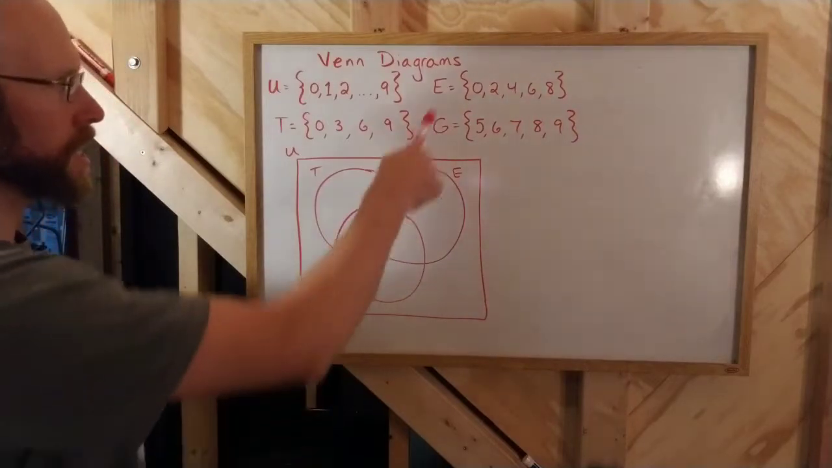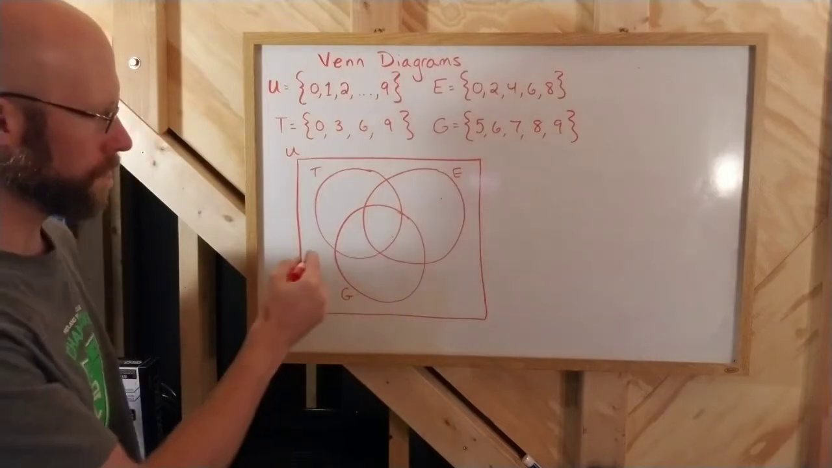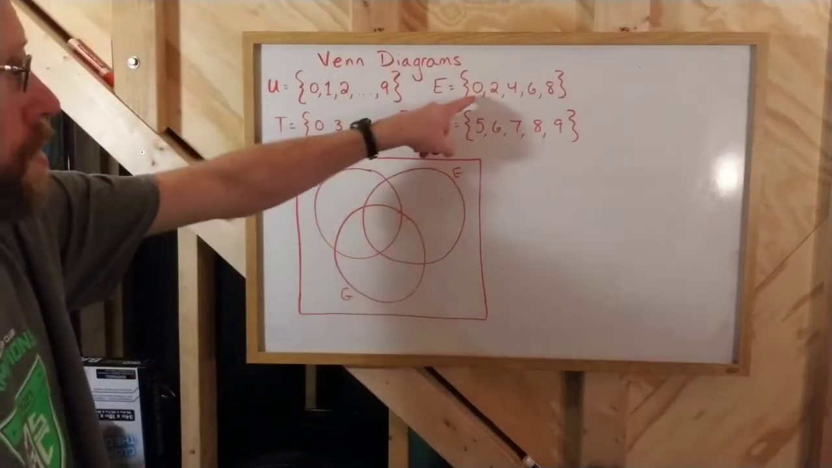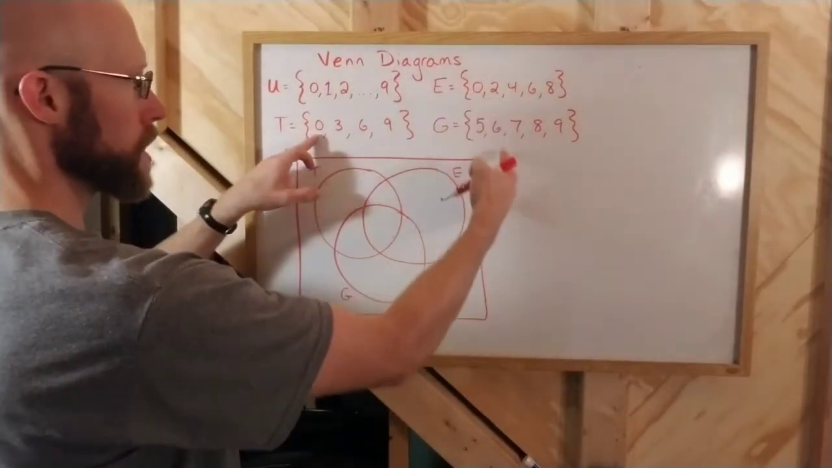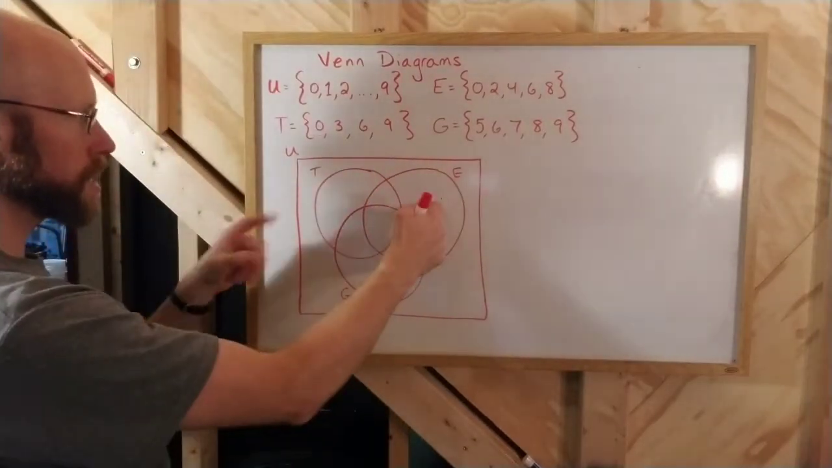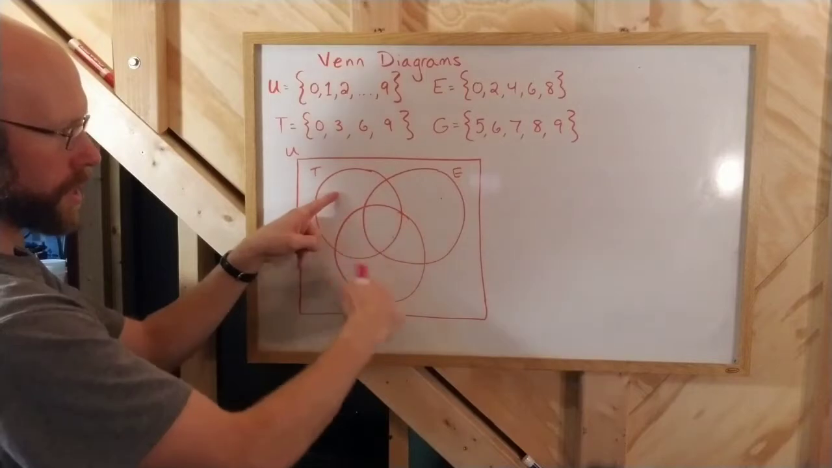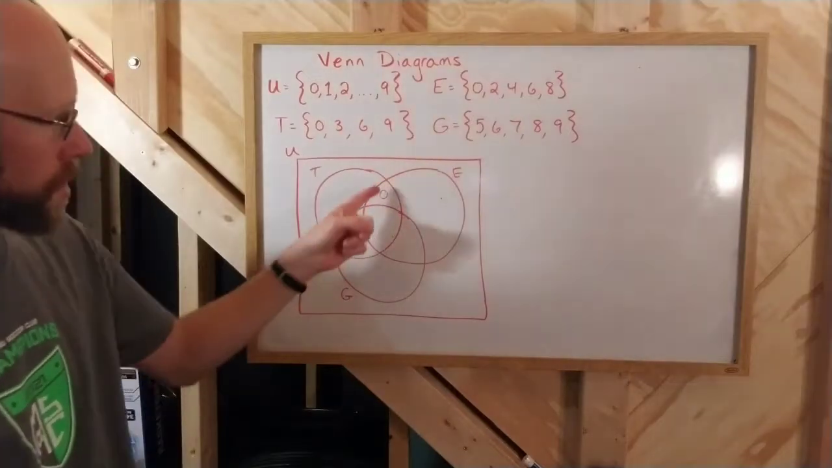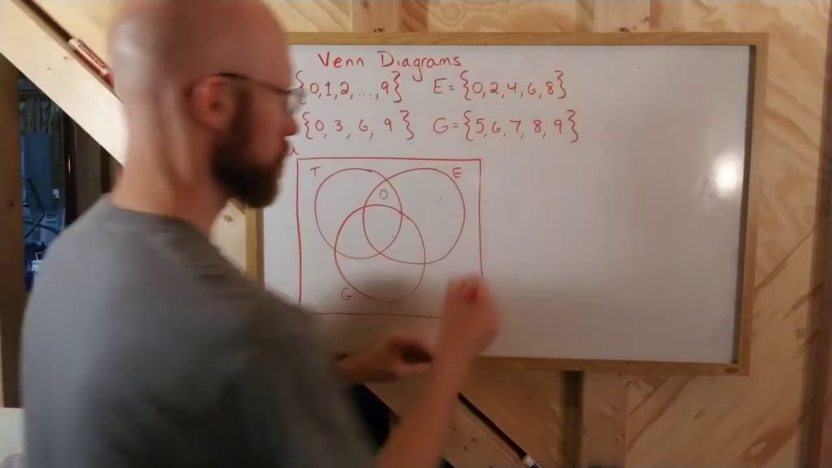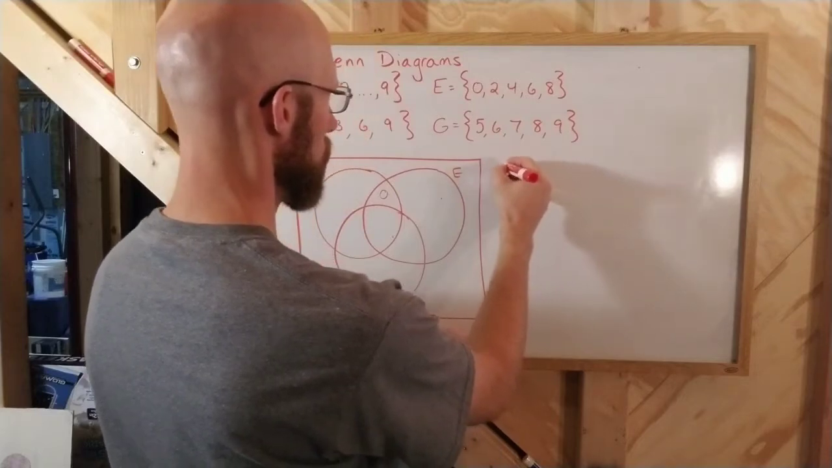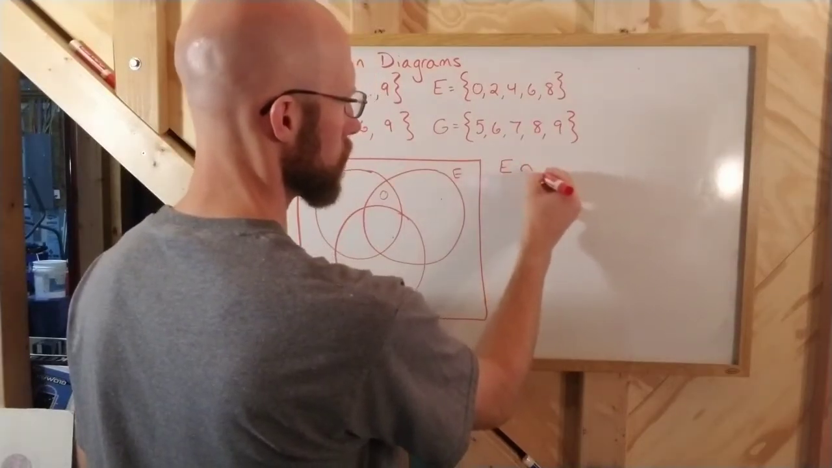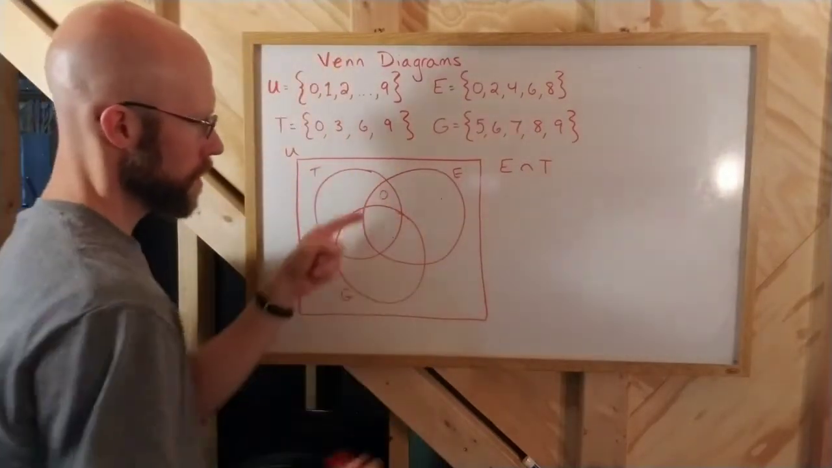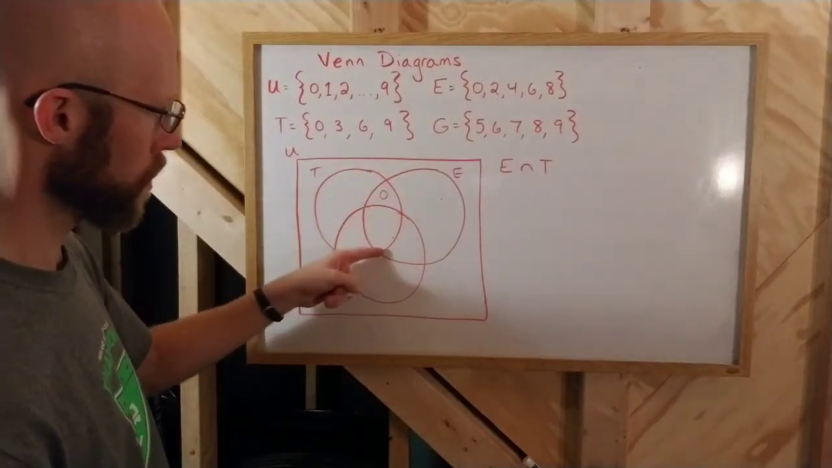Now in set E, one way that we can identify which region each of these numbers is in, we can list them off. The number 0 is in both E and T, but not in G, right? So it's in E, it's in T, but it's outside of G, so it's got to be right in there, okay? In fact, that region that contains 0 is what we would call the E intersect T, okay? So E and T intersect in that kind of oblong shape right there.